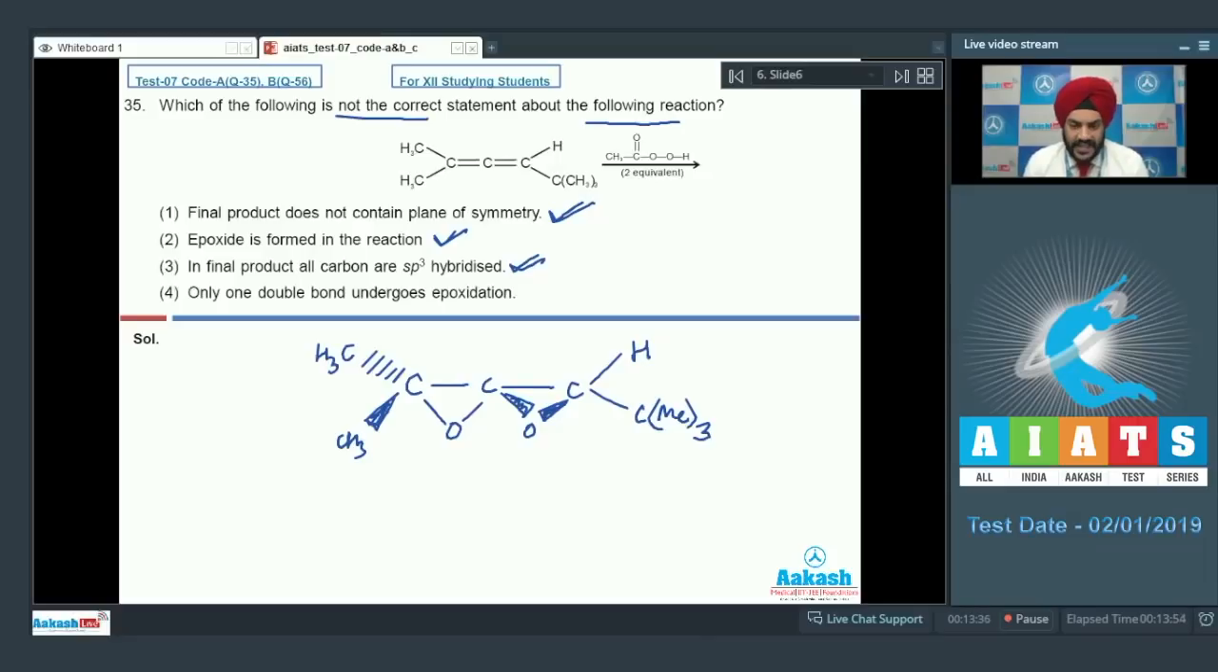Let us look at the fourth statement now. Only one double bond undergoes epoxidation. This statement is incorrect, students. And since the examiner is interested in knowing about the incorrect statement, so we have to select option 4 as the correct answer to our question. Let us look at question number 36.